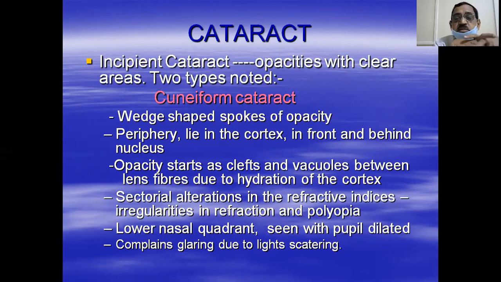Incipient cataract, the second stage. These are opacities with clear areas in between the opacities. Two types are noted, one is cuneiform and another is cupuliform. In cuneiform cataract, wedge-shaped spokes of opacity will be there, mostly seen in the periphery. They lie in the cortex both in front and behind the nucleus. And opacity starts as clefts and vacuoles between the lens fibers due to hydration of the cortex.